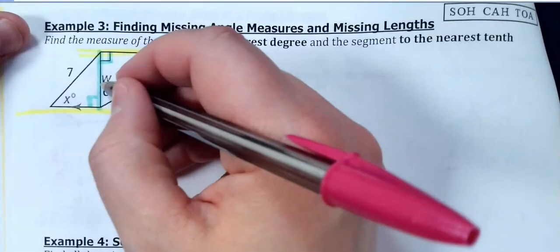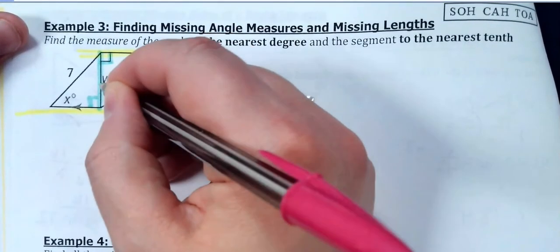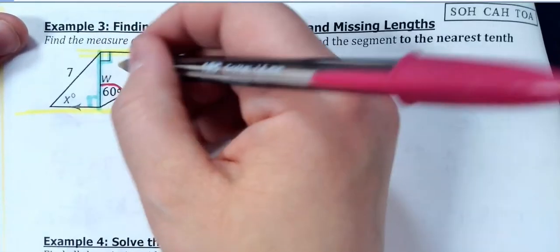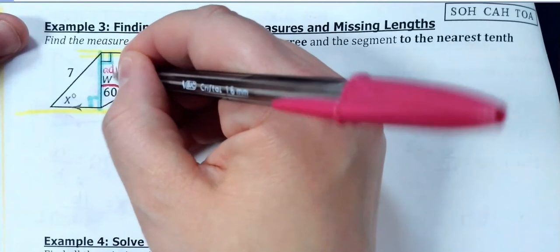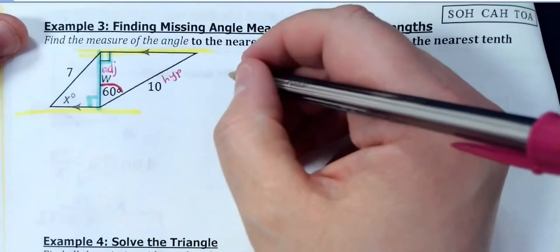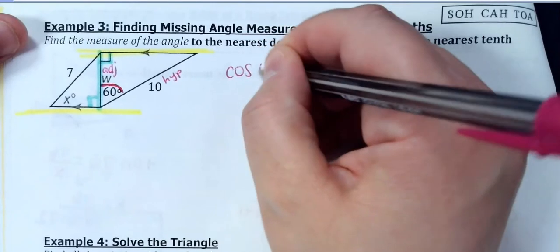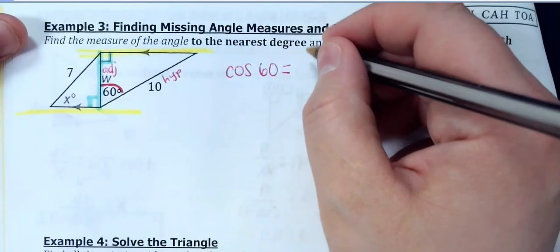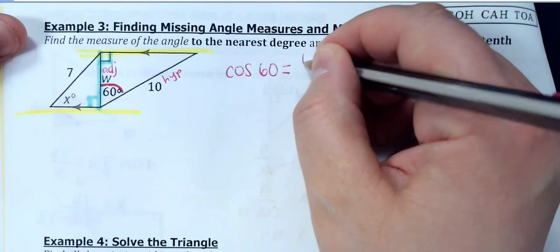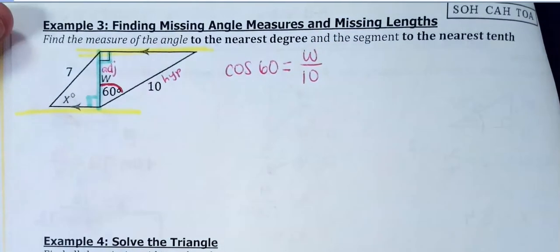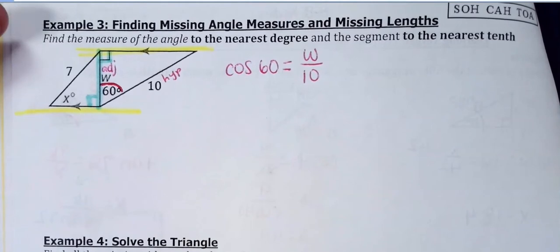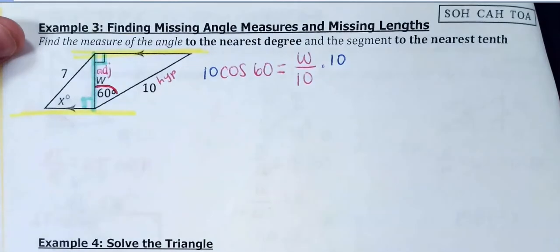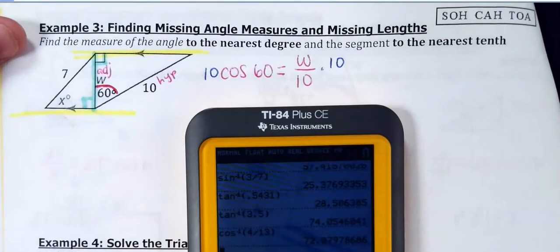All right, so if I just look at this 60-degree angle here, the 10 would be the hypotenuse, the W would be adjacent to that, so hypotenuse and adjacent is going to be cosine. So if I do cosine of 60, that's going to be equal to, let's see, adjacent would be the W over the 10, which would be the hypotenuse. All I have to do there, I just need to multiply both sides by 10 to get that away from the variable. So I'm just going to grab my calculator.